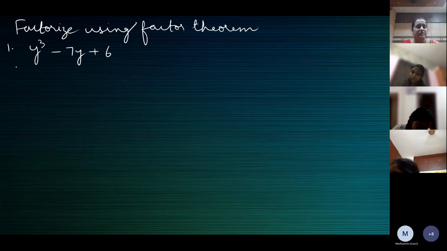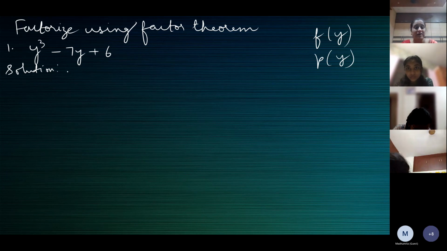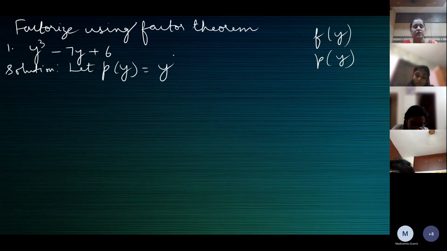So first, call this polynomial something. You can call it f of y or p of y, whatever. So say let p of y be equal to y cubed minus 7y plus 6.